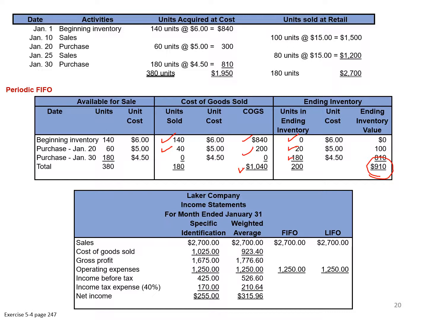For a total ending inventory value of 910. For purposes of this problem, really all you need to know is the cost of goods sold. So under FIFO, we have cost of goods sold of $1,040. Sales minus cost of goods sold is gross profit of $1,660. Less operating expenses of $1,250. Net income before tax $410. Times 40% tax $164. 410 less 164 is $246.